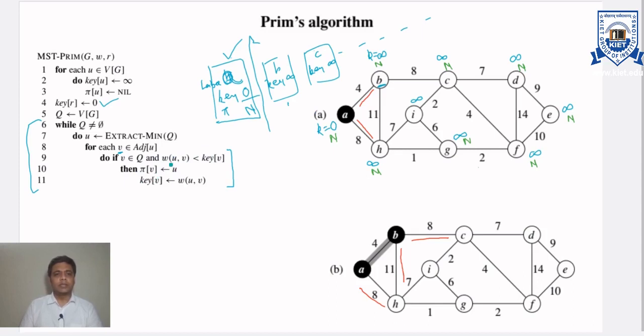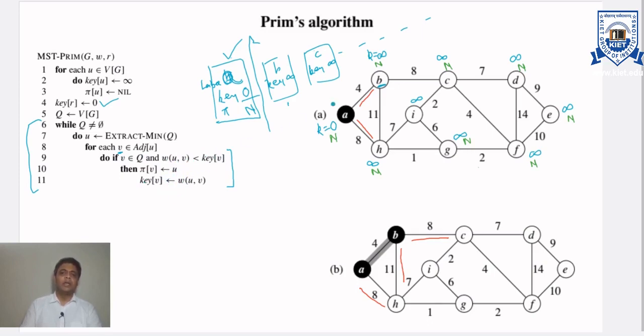The second condition is whether weight of UV, which is 4 here, is less than key of V. Now the key of V is infinity right now. So key of B is infinity, and weight of AB is 4, and 4 is less than infinity. So this condition is satisfied. Since B is inside the priority queue and the weight between A and B is less than the key of B, which is infinity, these two conditions are satisfied. That means lines number 10 and 11 would be executed.